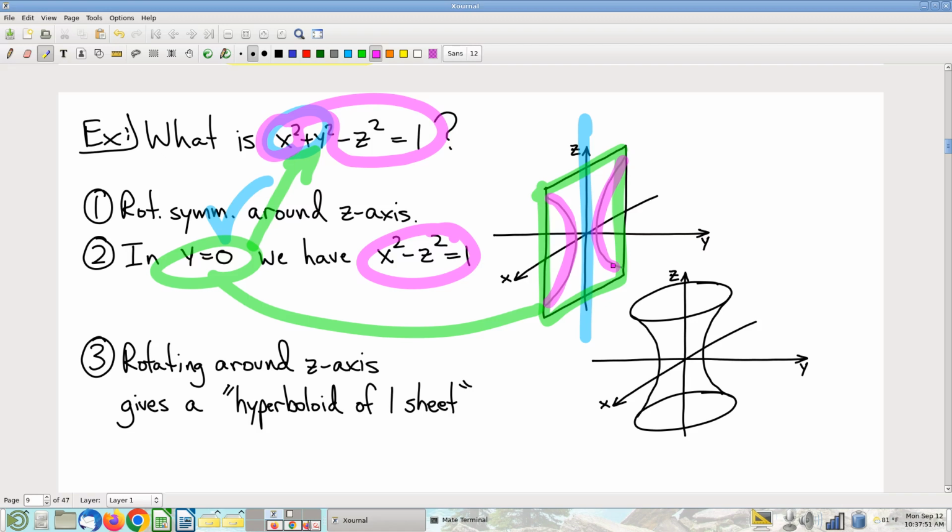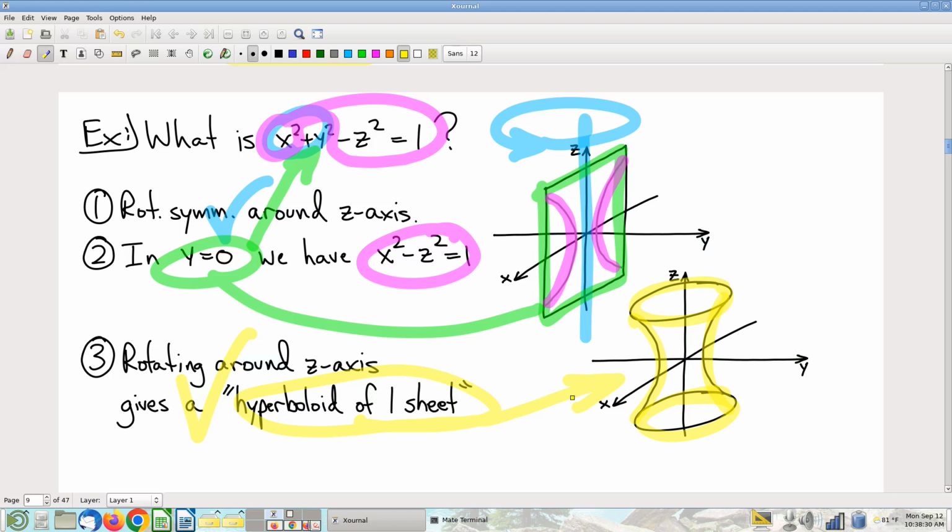Again, it's kind of all over, but the geometry, we know that our surface is rotationally symmetric around this blue line. We know what one of the cross sections looks like. So now I just have to think geometrically what happens as I rotate that around the z-axis, again because of the rotational symmetry. And rotating around the z-axis gives us something that looks kind of like that. Again, we've got a name. This is called a hyperboloid of one sheet. Is that cool?